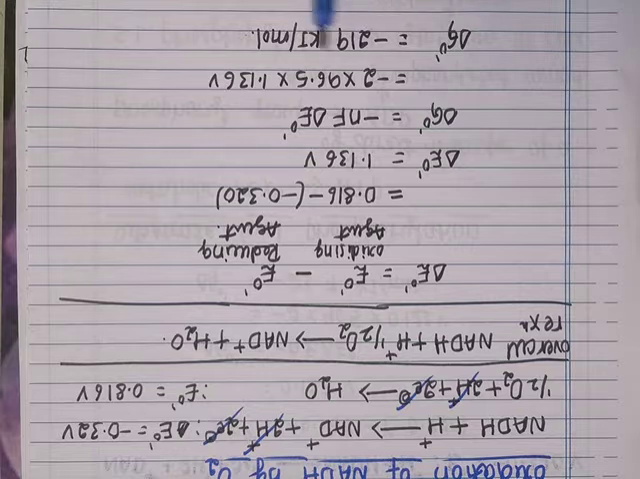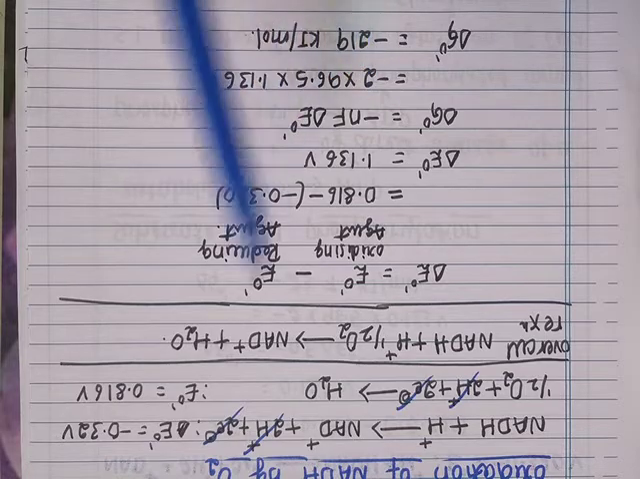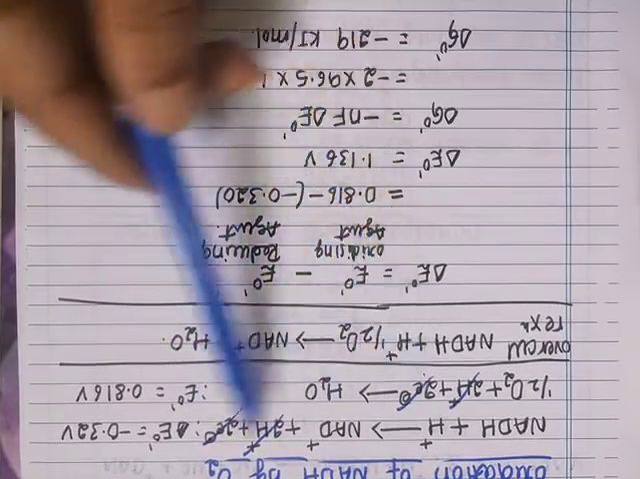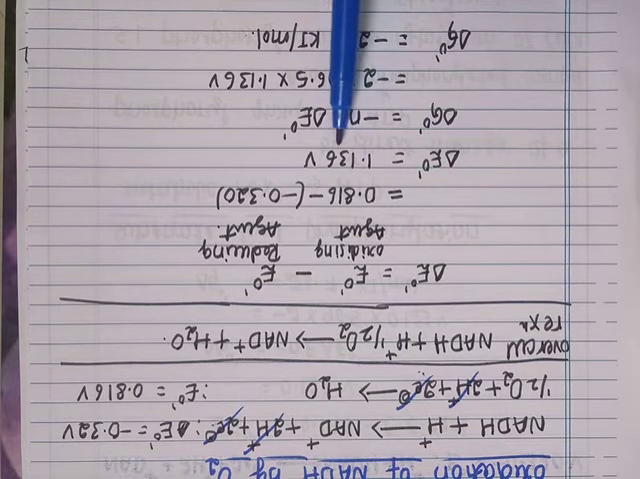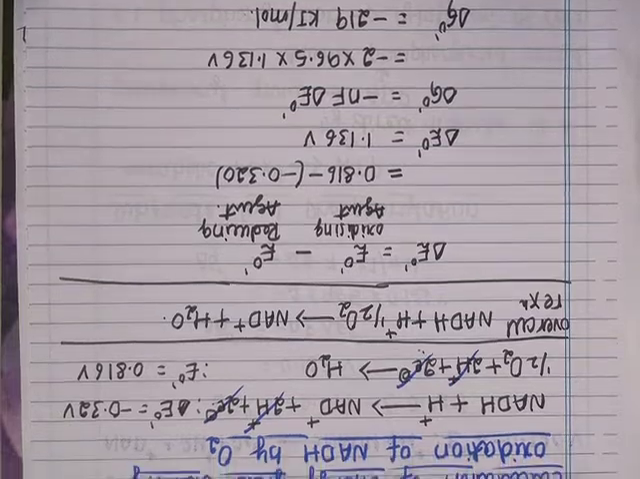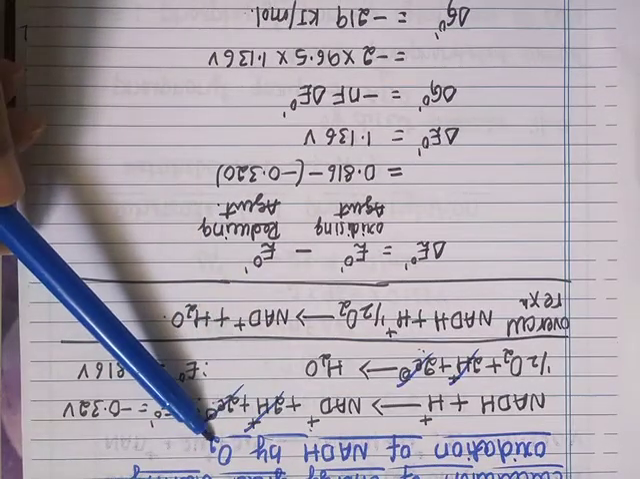Similarly, let us calculate the standard free energy change for this reaction, that is, the oxidation of NADH by O2. We know that the standard free energy change is given by minus nF delta E naught, that is, the standard reduction potential, where n is the number of electrons transferred in this reaction. Here you can see that two electrons are involved, so the value of n is 2. This is the value of 1 Faraday, and delta E we have calculated here, that is 1.136 volts.